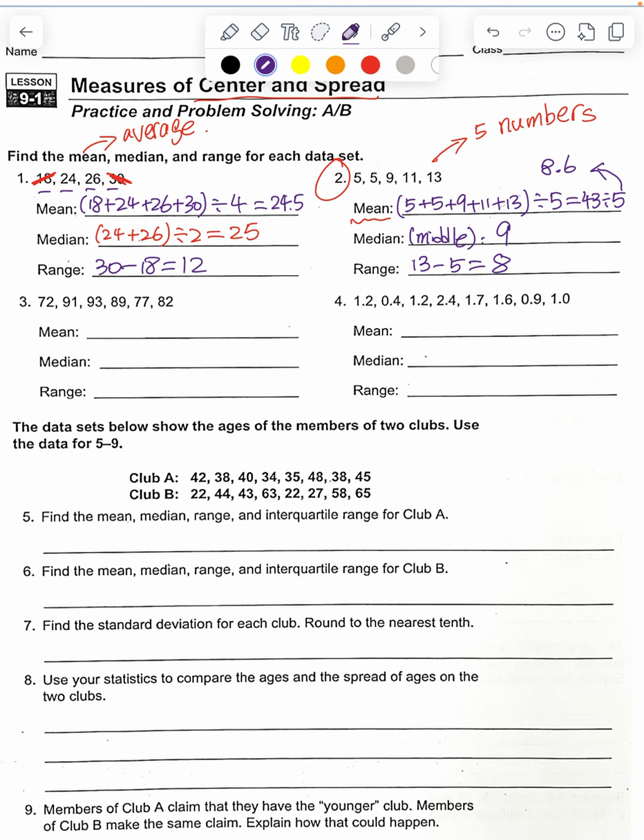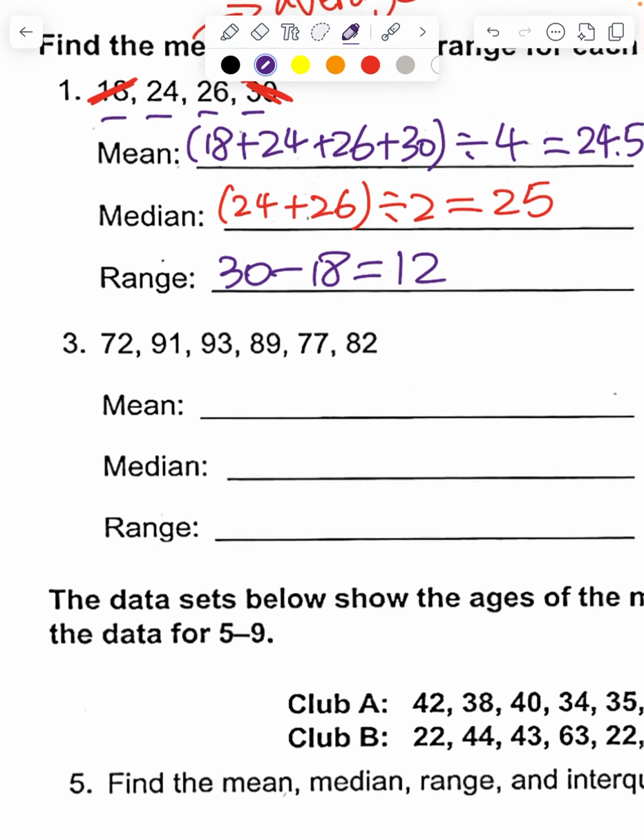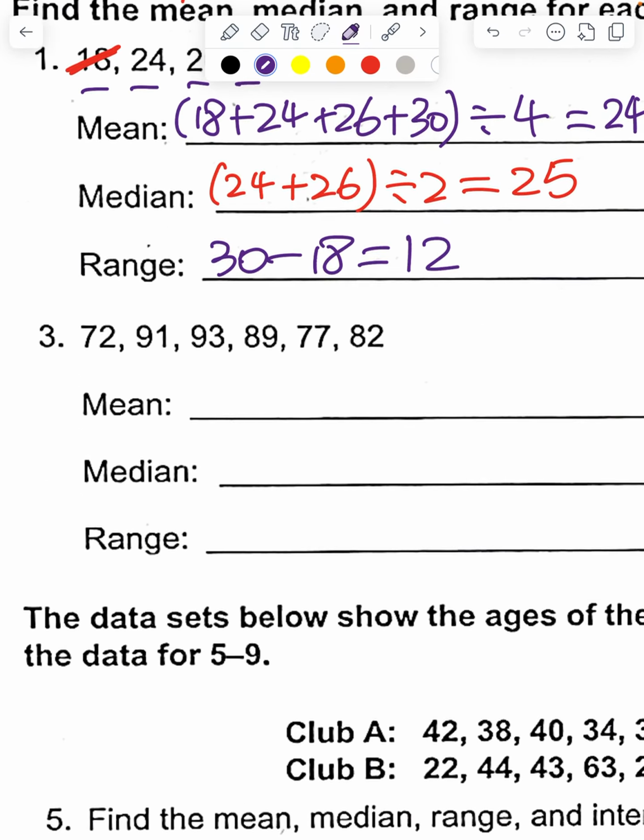Okay, number 3. Number 3 is not nice because the order is messed up. 72 and then 91. And then we have a 77 here. So we have to reorganize them from small to big. Okay, I'm going to write out the first number, the smallest, 72, no problem. I'm going to cross out the 72. And the next one, bigger than 72, that's a 77. Okay, 77. And then 82.